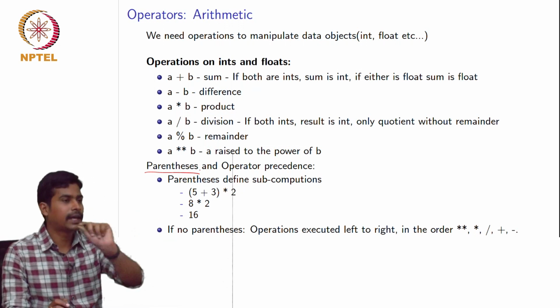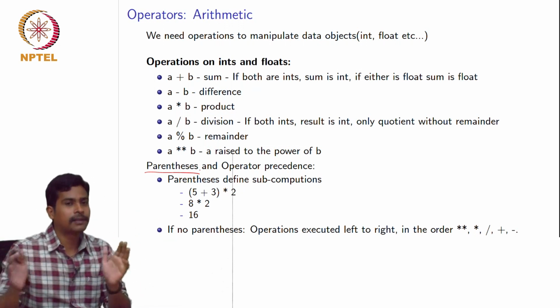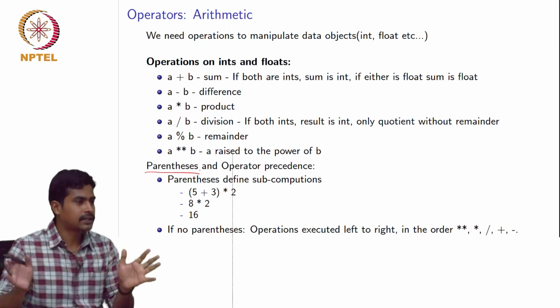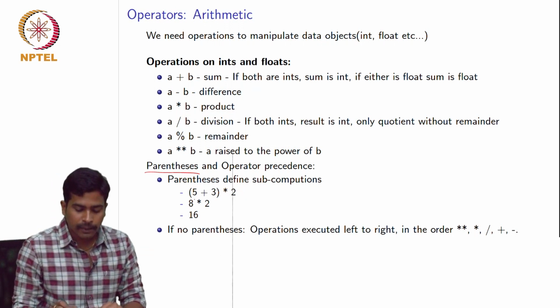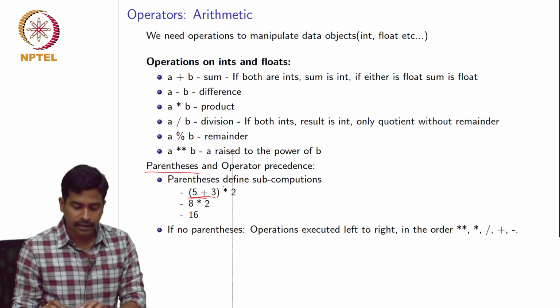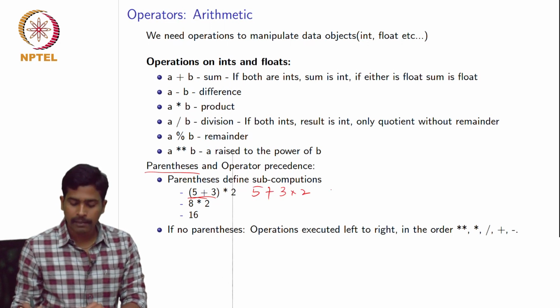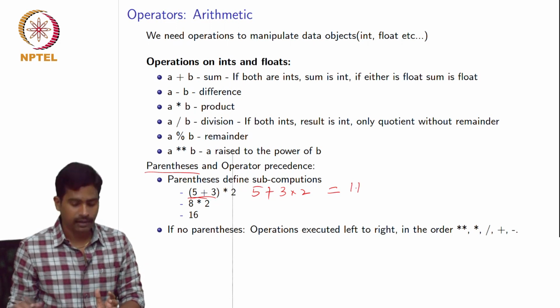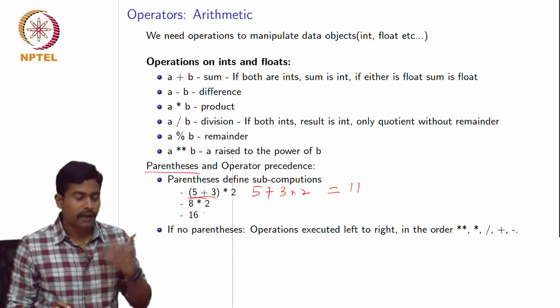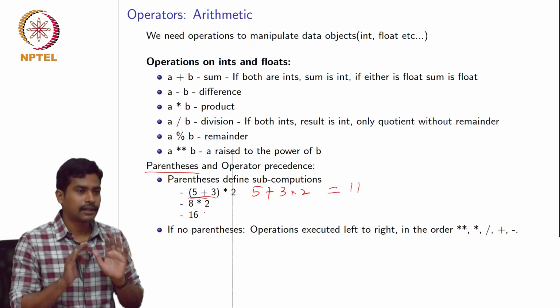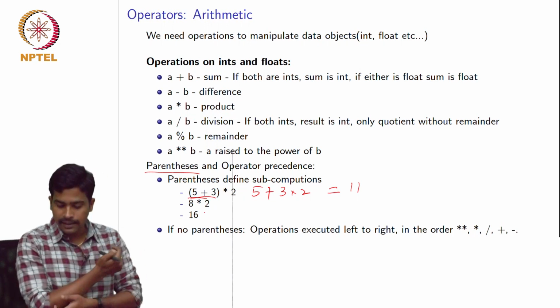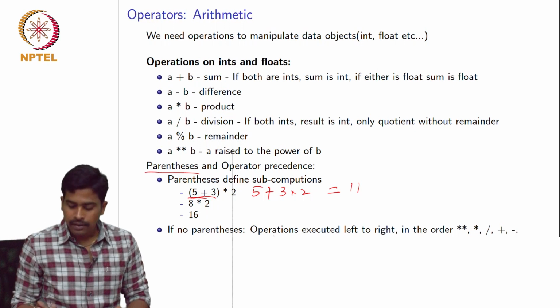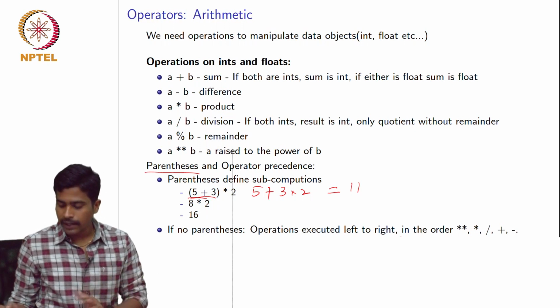For example, if you have a line of program that has so many arithmetic operations like additions, multiplications and divisions, you have to keep your parentheses properly. Instead of writing 5 plus 3 in brackets, if you write 5 plus 3 into 2, what happens is the result will be, can you just tell? It's going to be 11 instead of 16. So you have to keep in mind where to put your brackets correctly so that you will get the desired result.